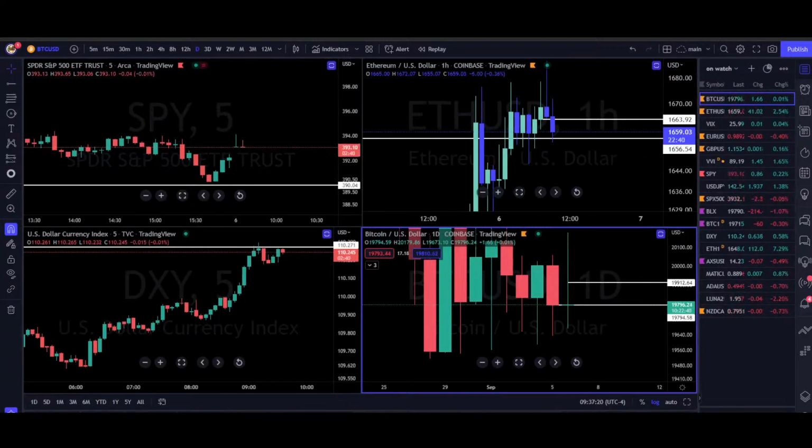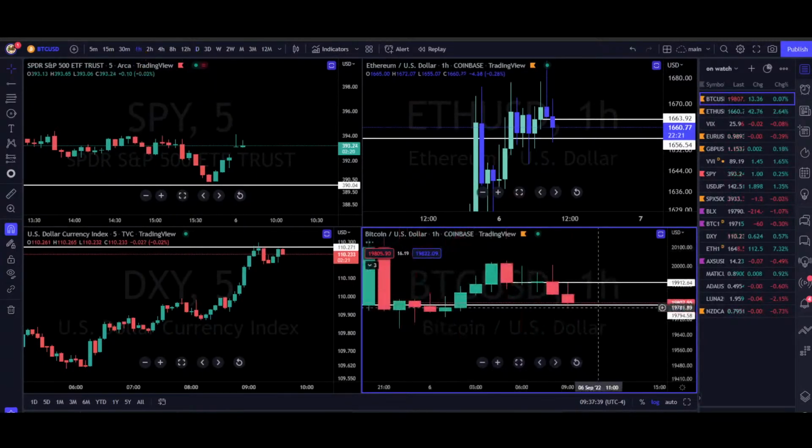And I ate the stop on the Bitcoin long. I was expecting the dollar to at least give us a bit of a jolt after that liquidation. A daily support, typically good places to look for long entries as well.